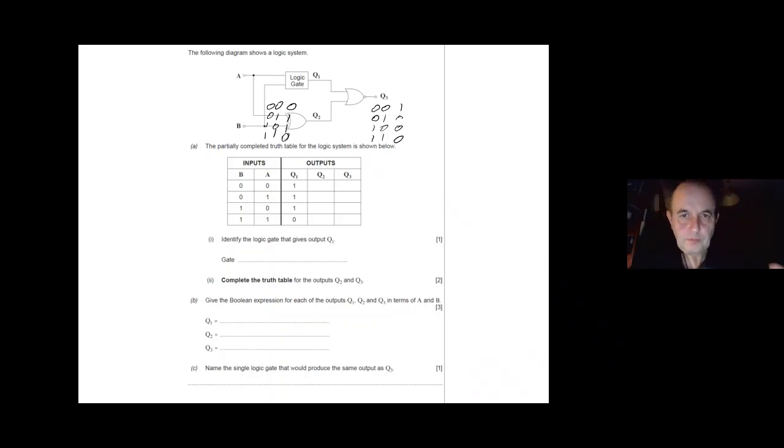It'll help. On this particular function, it asks us first of all what logic gate gives the output of Q1. This is where you have to learn from memory what function that is. If you've got all ones, two ones gives you a zero. That will give you the NAND gate.